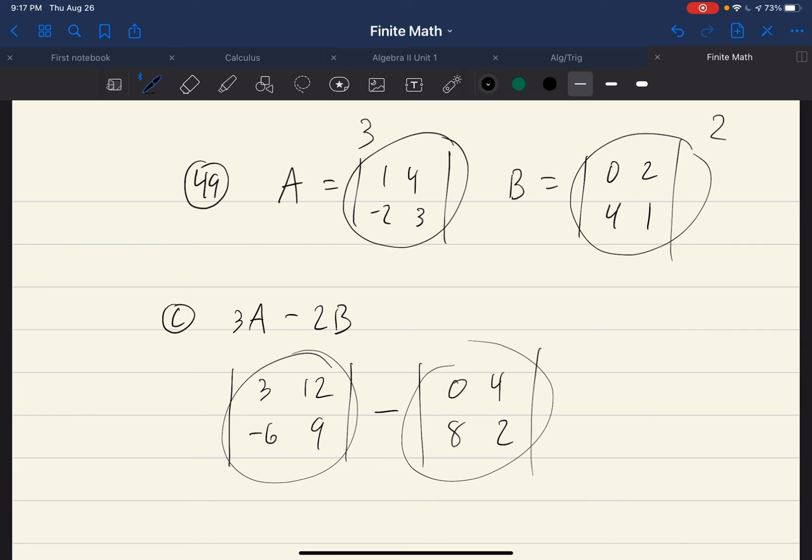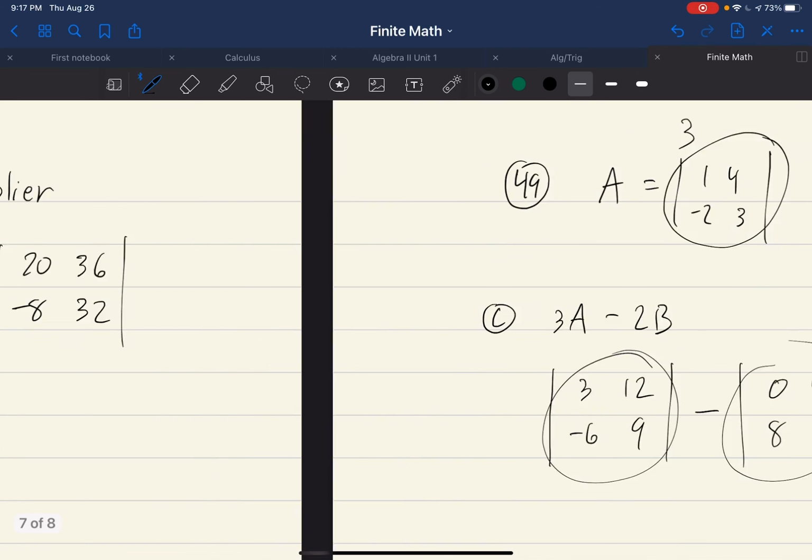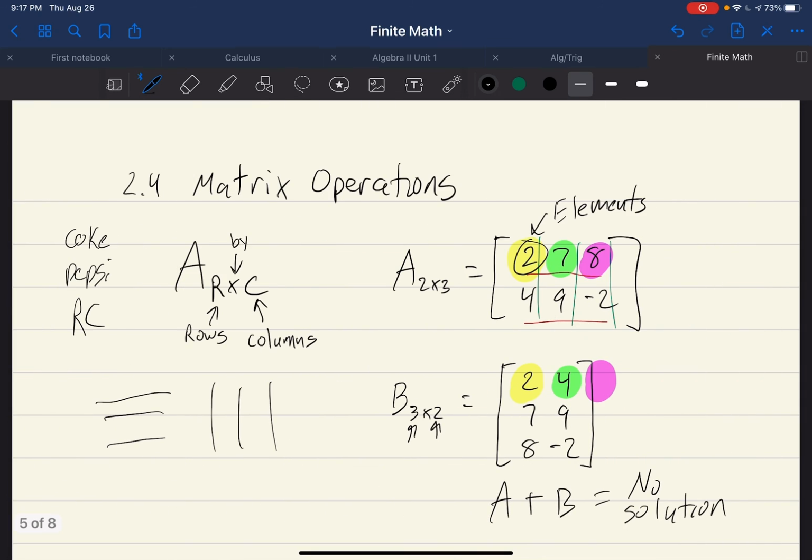Alrighty, so woohoo! That is basic matrix operations. Multiplication of matrices is trickier, and it's its own section. So the last section that we'll do before the test is multiplication of matrices.